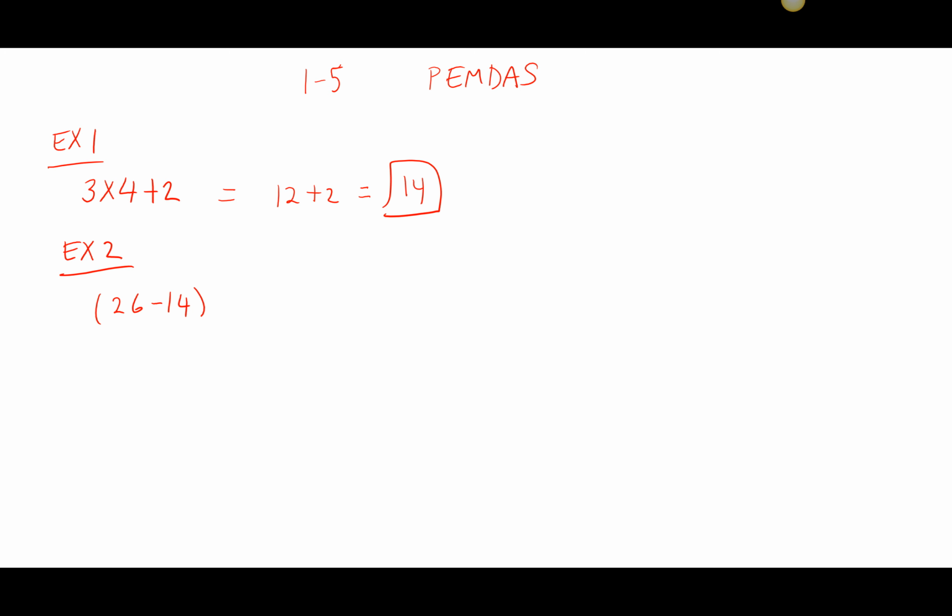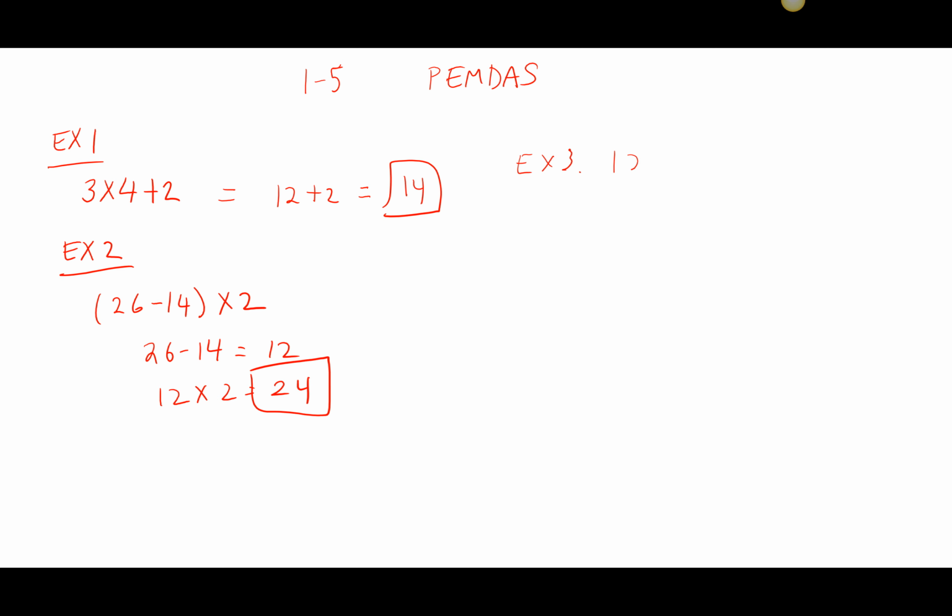What if we had this? (26 minus 14) times 2. Well, we said multiplication first, but we also said parentheses first. So even though this is subtract, it's in parentheses, so we got to do it first. So 26 minus 14 is 12, and then 12 times 2 is 24. Okay? Example 3.